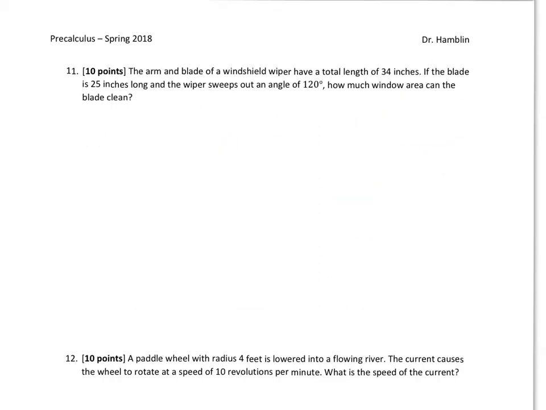All right, moving on, we have some application problems. So for this first one, the arm and blade of a windshield wiper have a total length of 34 inches. The blade is 25 inches long, and the wiper sweeps out an angle of 120 degrees. So the idea here is that we've got this windshield wiper, but only part of it is actually wiping the window. So the entire length here is 34 inches, but the blade itself is just 25.